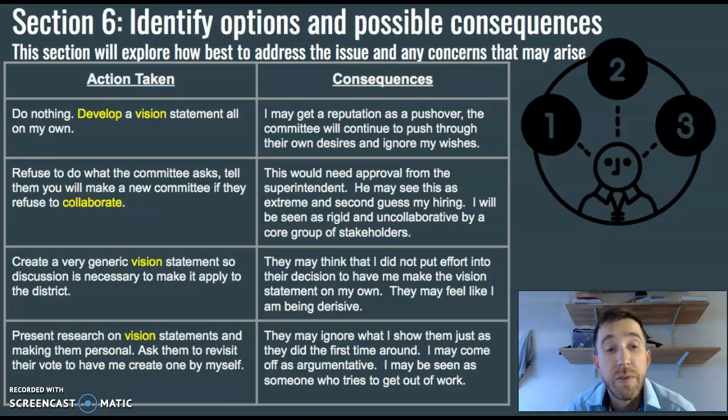My third option would be to create a very generic vision statement to sort of force them to have to participate to make it apply to the district.